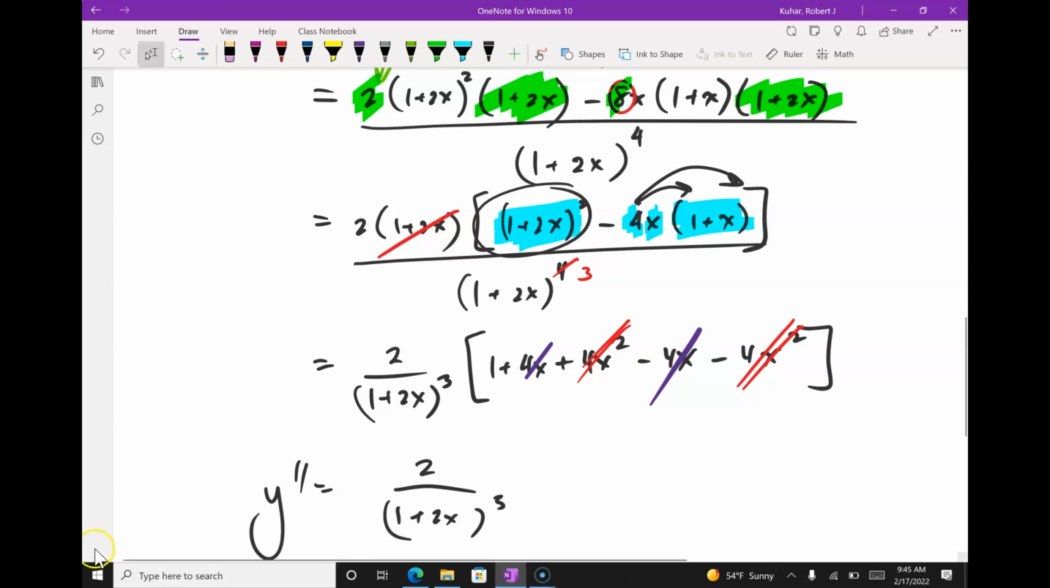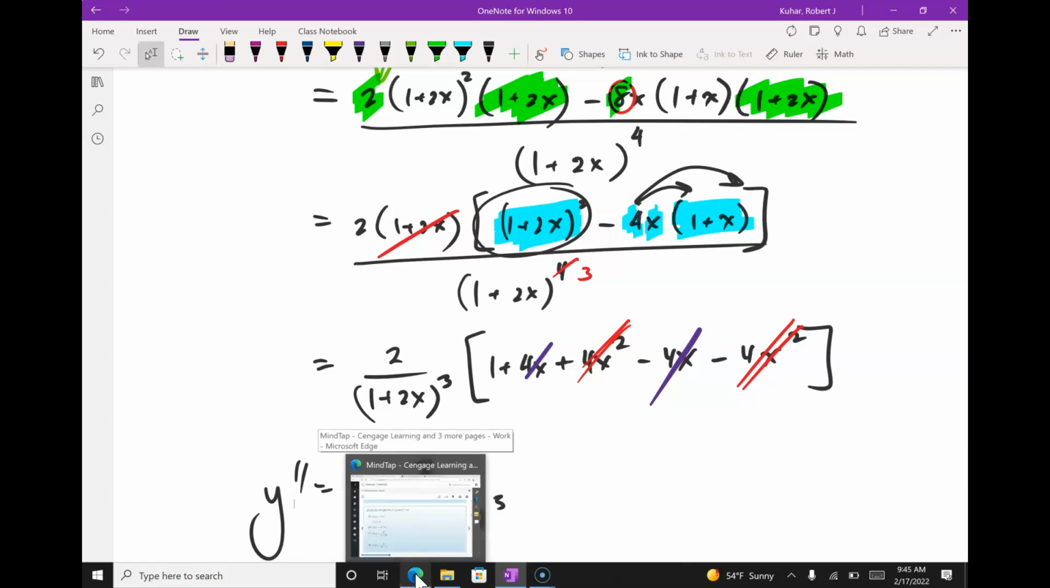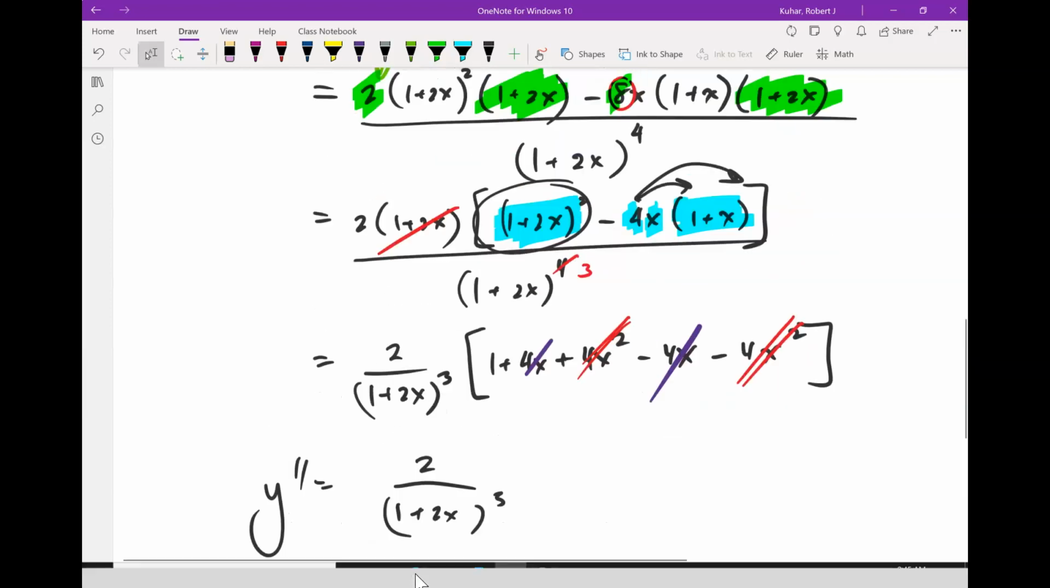So let me do this on Symbolab real quick. Can I go to another page? You need a minute, okay? Sorry. Oops, sorry.